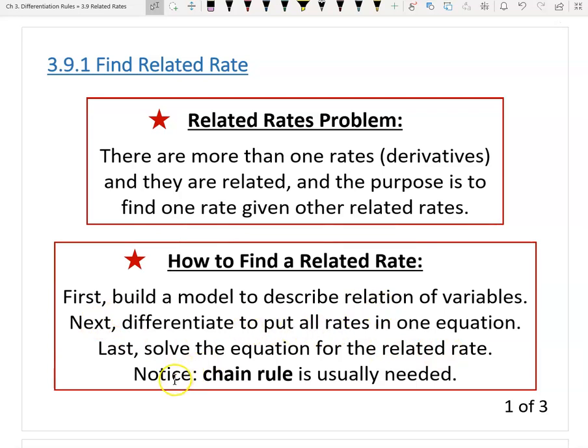And here we have one thing to pay attention to. In the second step, when we take a derivative, usually we need the chain rule. We have to pay attention to this. When we take a derivative, it means we take the derivative with respect to the independent variable, and usually the independent variable is the time t. Now let's see two questions we can practice with this method together.